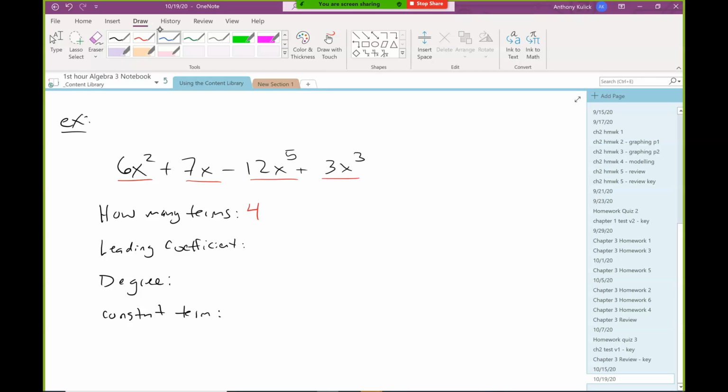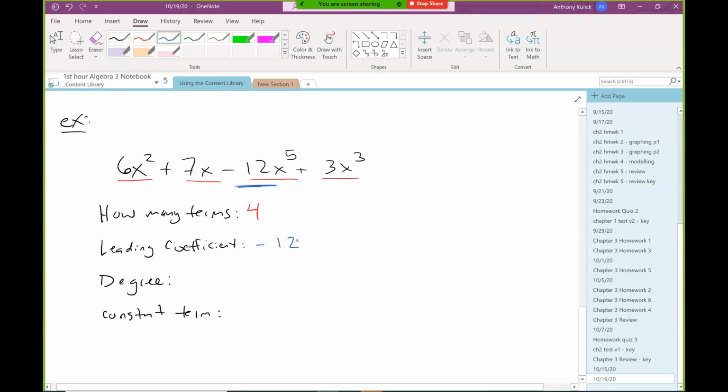What is our leading coefficient? Enzo? Sure. What would our leading coefficient be here? Close. Oh, no, not 7. It's negative 12. Why negative? Because the subtraction symbol in front of it is technically attached to the 12. Is everybody okay with that? So again, for the leading coefficient, you find the term with the biggest exponent, and that's the coefficient that you want.